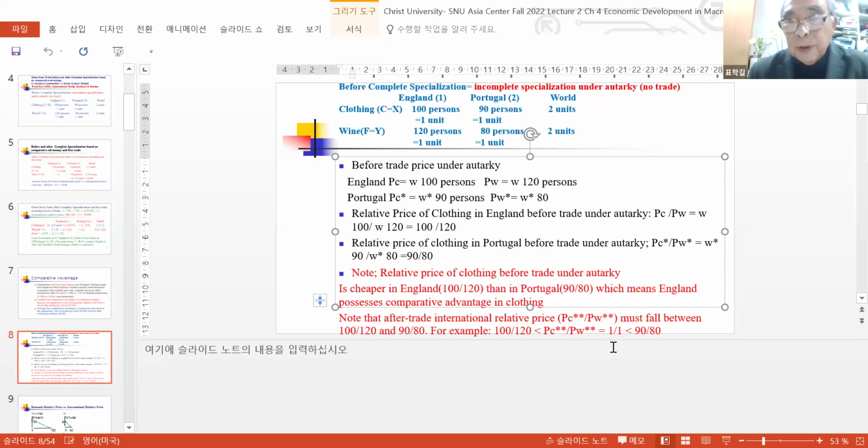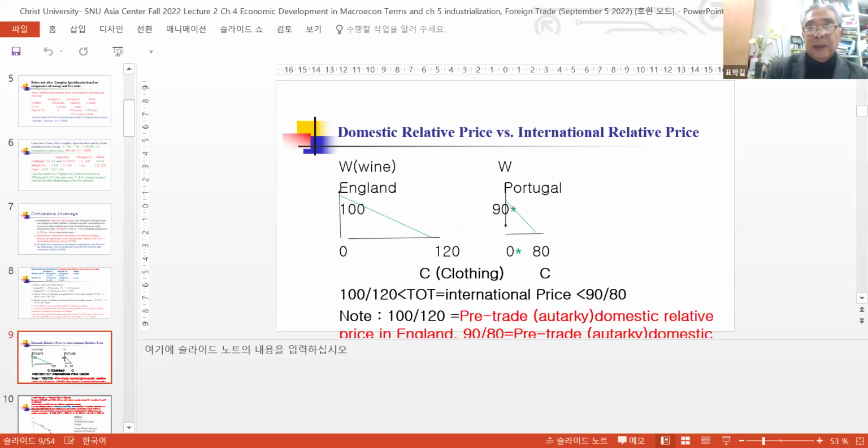So, for example, if after trade the international price is, as we assumed, 1-to-1, that should be bracketed: the higher end by 90 divided by 80, the lower end by 100 divided by 120. Okay, so this is a more logical explanation of this numerical example. And you can take a look at my textbook version of the diagram, but these are all extra.